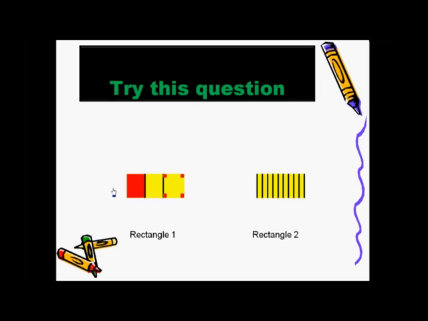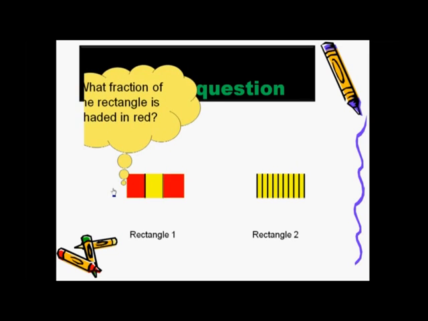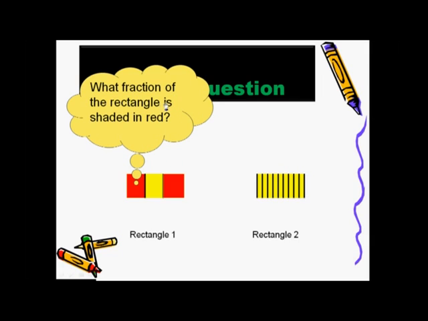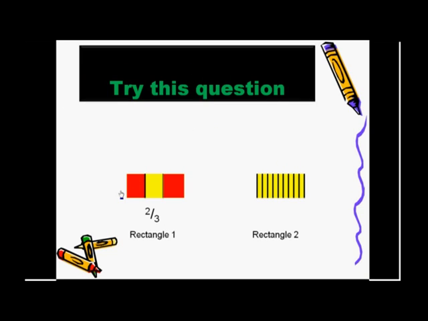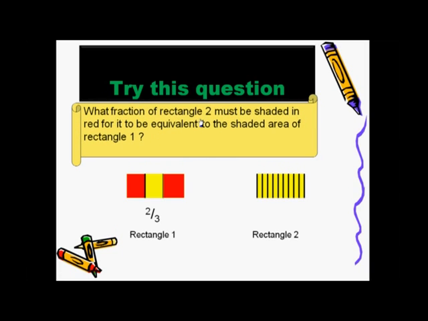Try this question number 2. Pay attention. And the same question. What fraction of the rectangle is shaded in red? And of course, you know it's 2/3. But here's a big question. What fraction of rectangle 2 must be shaded in red for it to be equivalent to the shaded area of rectangle number 1?